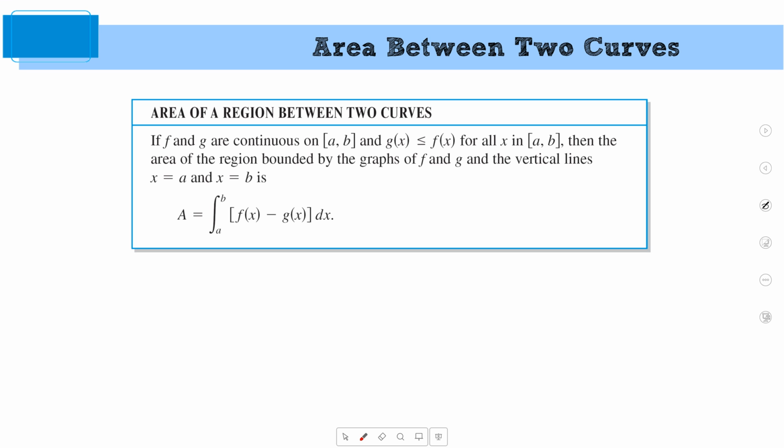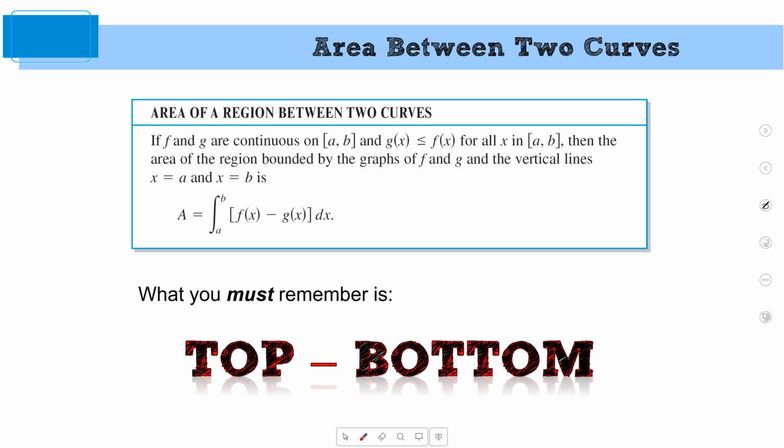There's the fancy schmancy calculus part. Now, there are some important phrases in there. For instance, g of x must be less than or equal to f of x for the entire interval. That's a fancy way of saying you have to subtract the bottom one from the top one. You can write all that down, but it's irrelevant because all you need to remember is top minus bottom.